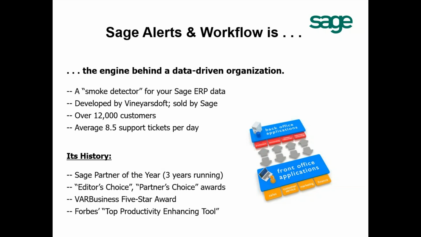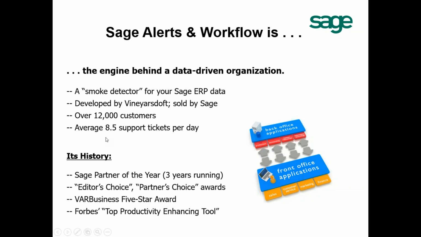Now, Sage Alerts and Workflow is developed by VineyardSoft Corporation. It is sold by Sage Software, and it's been on the market now almost 20 years. There are just over 12,000 organizations worldwide using Alerts and Workflow, which make it the most widely used solution of its kind today.